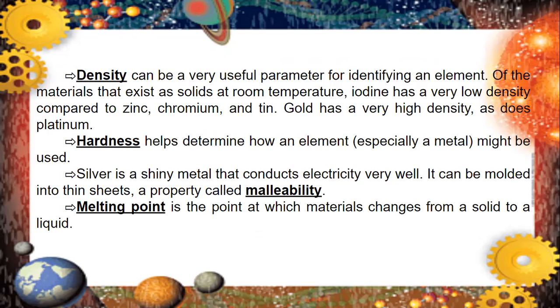For density, this can be a very useful parameter for identifying an element. Of the materials that exist as solids at room temperature, iodine has a very low density compared to zinc, chromium, and tin. Gold has a very high density, as does platinum. Okay, our next is the hardness.